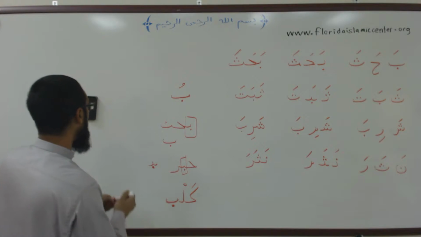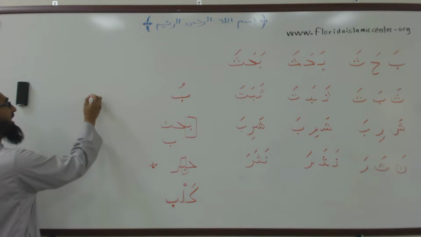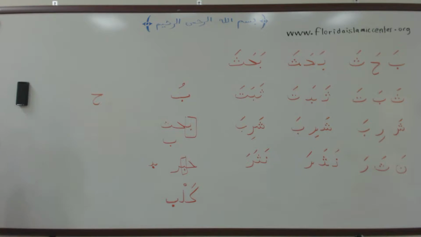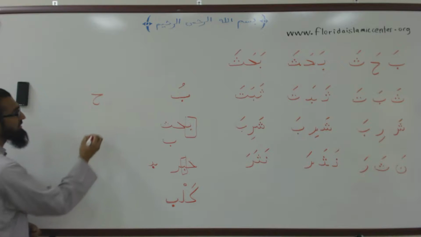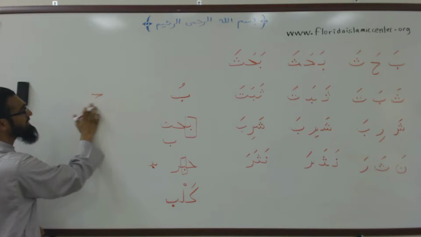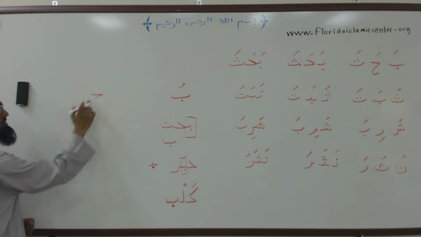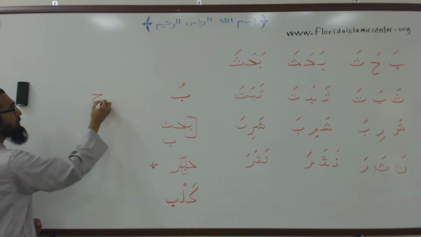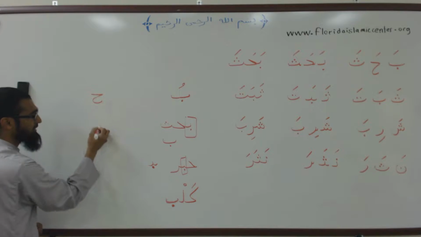Okay. The same with the ha. Let's look at a ha. A ha looks like this. Ha looks like that, right? Now when it's in the beginning of the word, it's going to drop this part of the bottom, which we call the tail of the ha. It drops it, and it's just going to look like that. So in the beginning of the word, it's going to look like this.